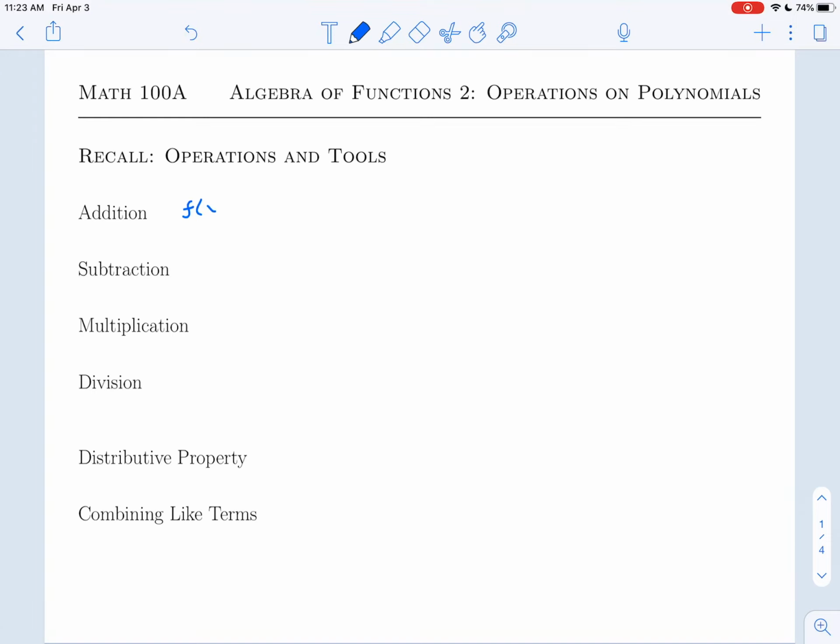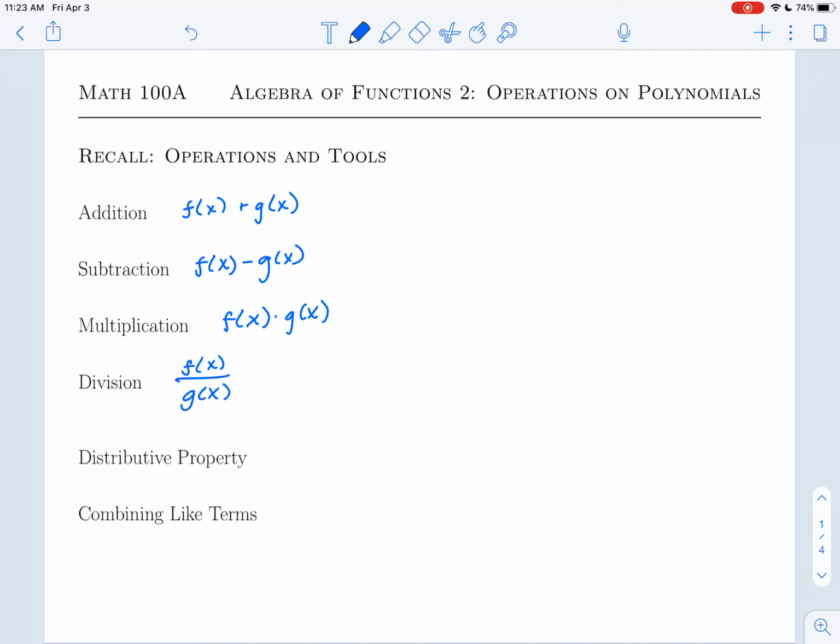If we were to add 2 polynomials together, it would look maybe like f of x plus g of x. You can do the same with subtraction, f of x minus g of x. You can do multiplication, f of x times g of x. And then division, you might see f of x divided by g of x. You might also see f of x over g of x. Right, the same way we do with numbers.